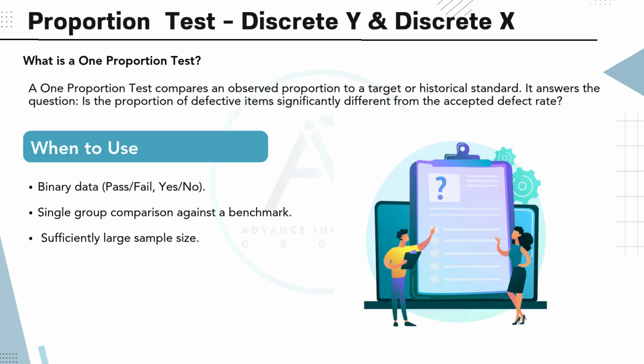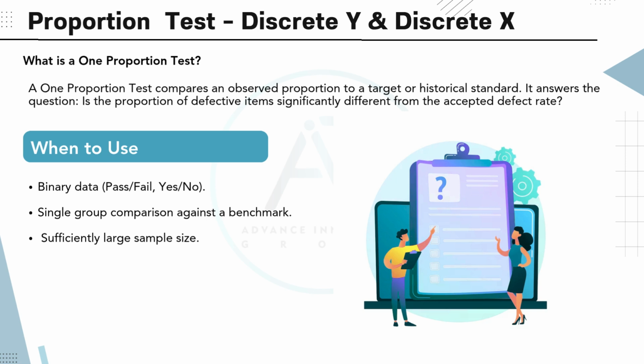For instance, imagine a manufacturing process where the historical defect rate is 5%. If we run a new batch and find that 8% of items are defective, we might want to test, is this 8% significantly different from the expected 5%? That's exactly what the one proportion test helps us answer.